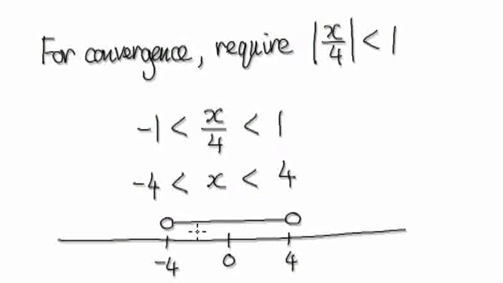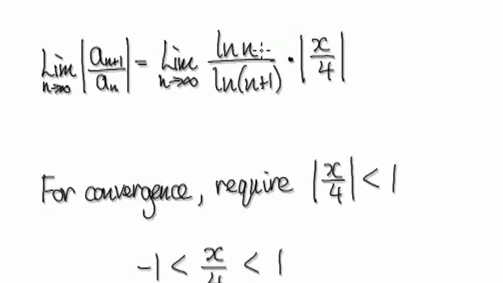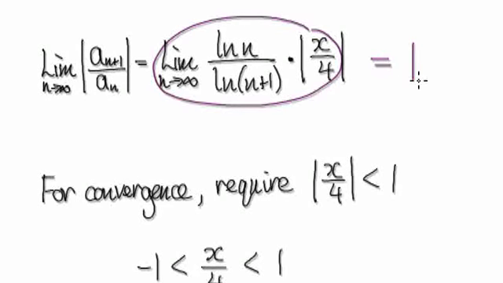So what that means is anything in between -4 and 4, we know for sure the series will converge. But we need to check what happens when it's dead on -4 and 4. Because dead on -4 and +4, this thing here will equal 1. So when it comes to the ratio test, when this equals 1, it will be inconclusive.